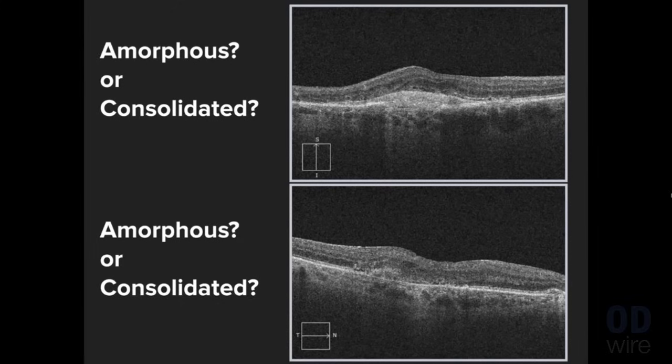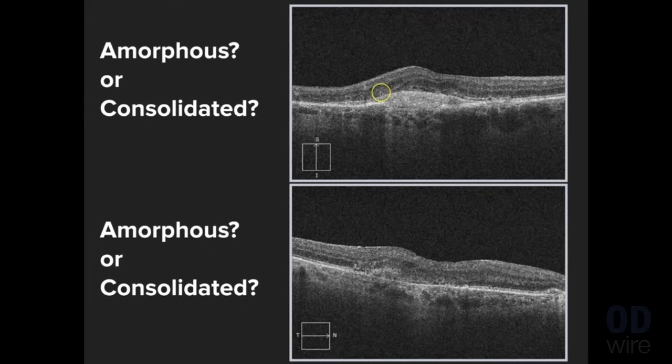Let's look at another. Find the area of subretinal hyperreflective material. Which one's which? Let me start at the bottom. There's your subretinal hyperreflective material. It's amorphous in nature. On top, here you've got your consolidated subretinal hyperreflective material. What else do you see?